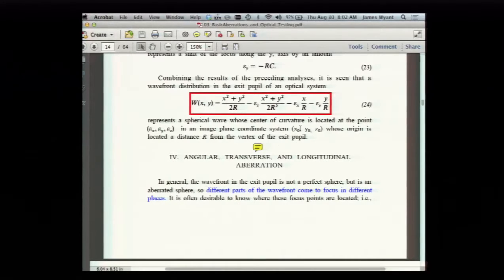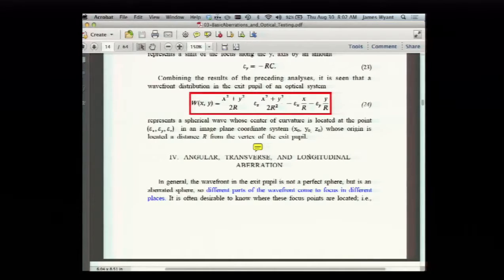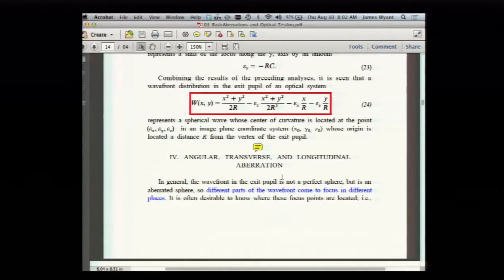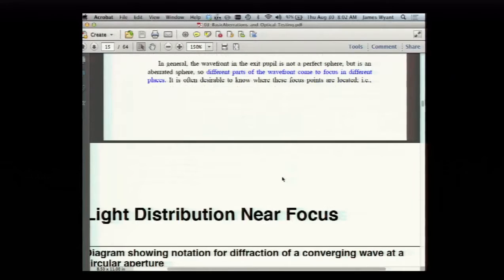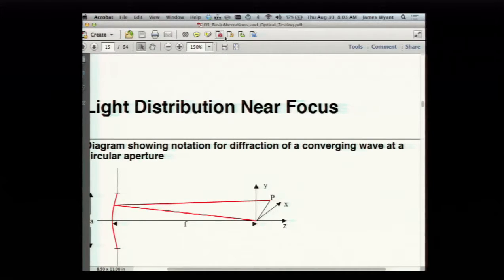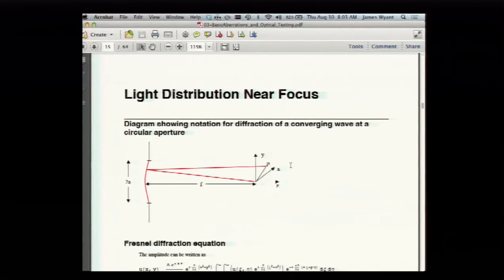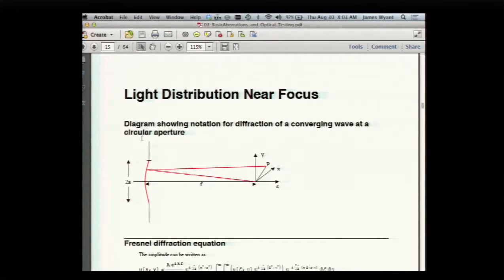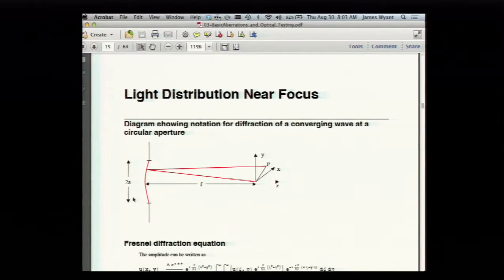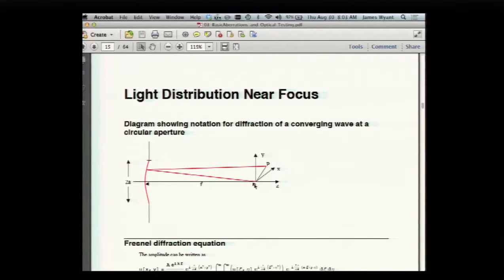Well, before we go on and talk about angular, transverse, and longitudinal aberration, I wanted to go through a little diffraction calculation going back to 505. And maybe I better make it a little smaller. I'm going to say I have some pupil here that has a diameter of 2a, radius of a. And the beam is coming to focus over here some distance away. I guess for my drawing I write this as f.